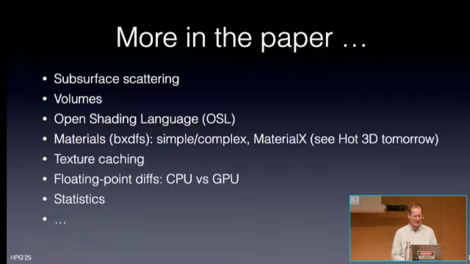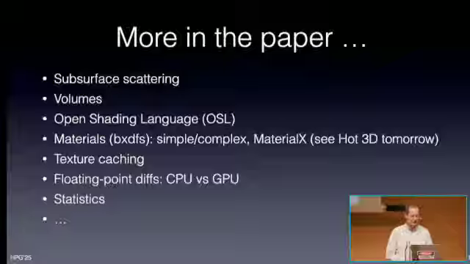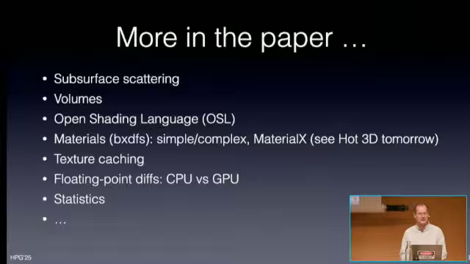Texture caching and lookups is another interesting aspect. Floating points, different hardware and different compilers have slightly different ideas about floating point operations, so this is something we have to deal with. Our statistics shows the results during rendering, which is a nice feature to have.